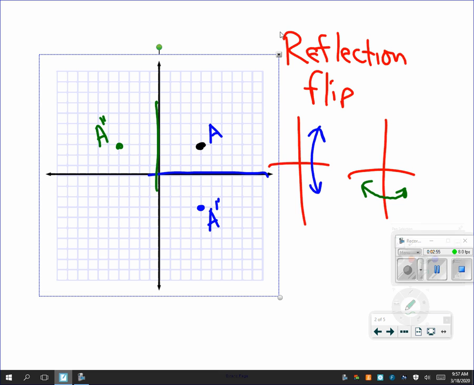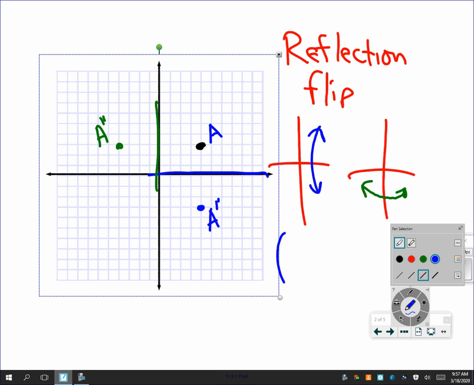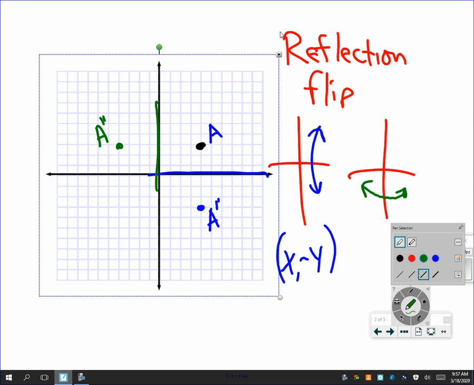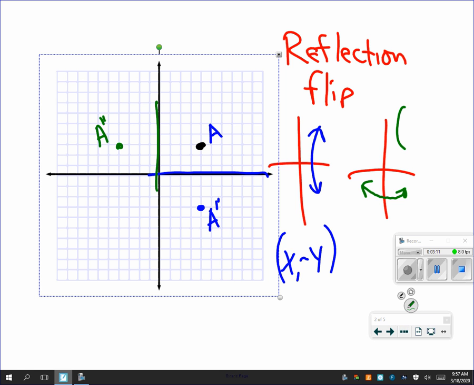Now, a couple rules as shortcuts: if you reflect over the x-axis, the x-coordinate stays the same, but the y changes sign. And then if you're doing a y-axis reflection, it's not the same. The x-coordinate will change signs while the y stays the same. So a couple shortcuts.